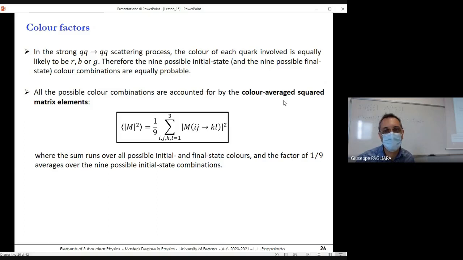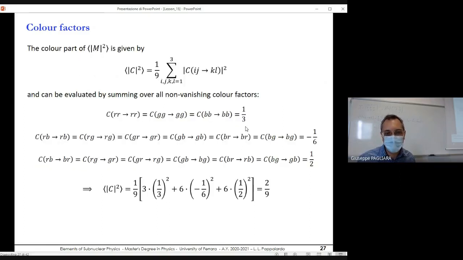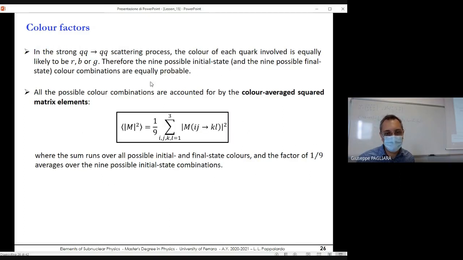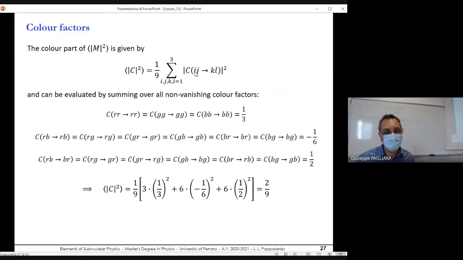So we calculate the color average squared matrix element, where essentially you average over the initial state colors and you sum over the final state colors in order to take all possibilities into account. So let's now calculate this average value. This is general for the matrix element, and we are only concerned with the color part. For the color part, what we need to calculate is this quantity here, where these are the color factors.